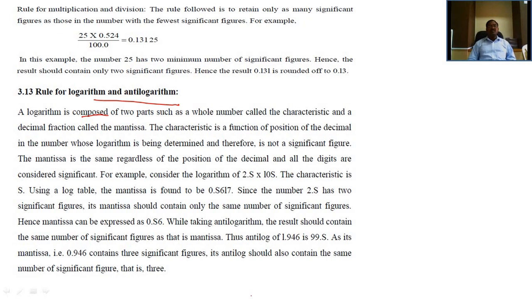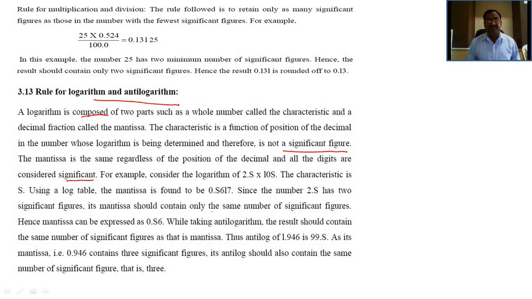Logarithm is composed of 2 parts: a whole number called the characteristic and decimal fractions called the mantissa. The characteristic is a function of the position of the decimal point in the number whose logarithm is being determined, and therefore is not a significant figure. The mantissa is the same regardless of the position of the decimal point, and all its digits are considered significant.